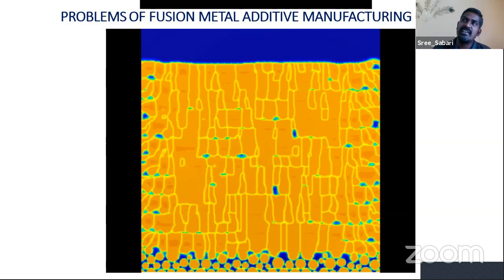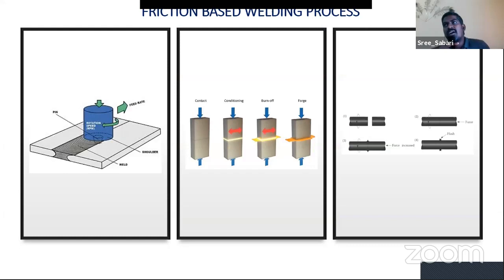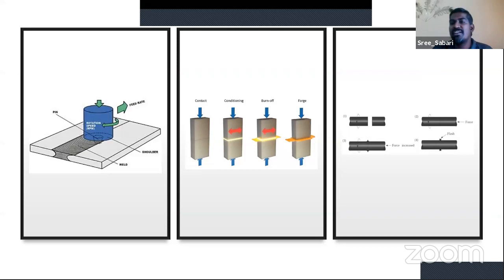So in order to overcome such a problem, we should not melt the material. So we are looking for a solid state additive manufacturing process. As I told before in the introduction part of my presentation, the welding process is nothing but the additive manufacturing process, and the additive manufacturing process is nothing but the welding process.